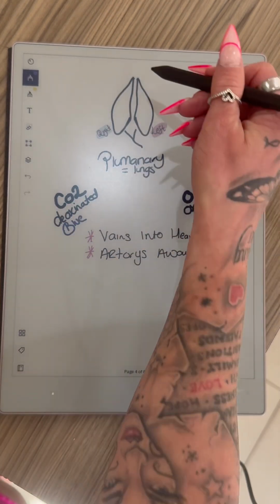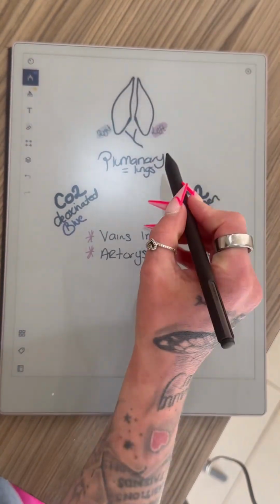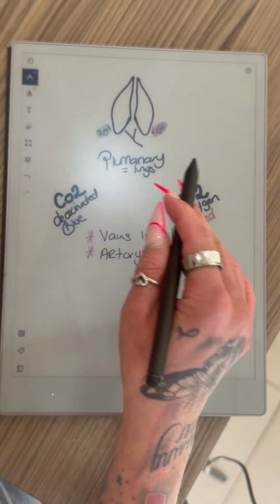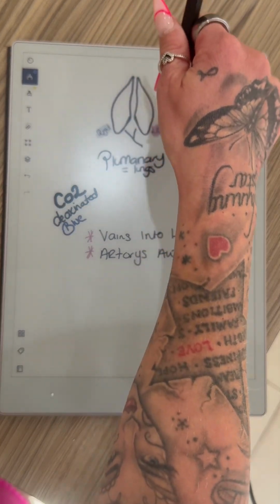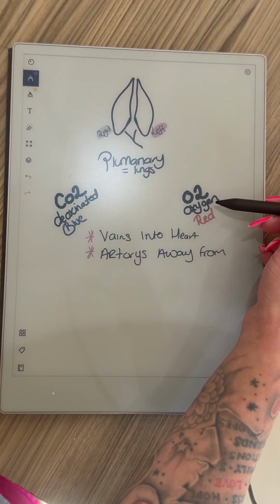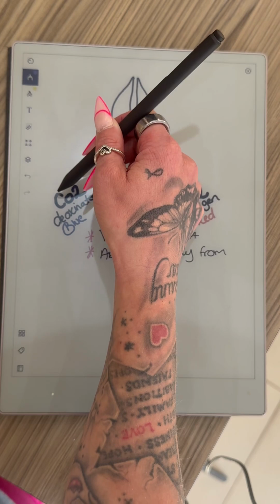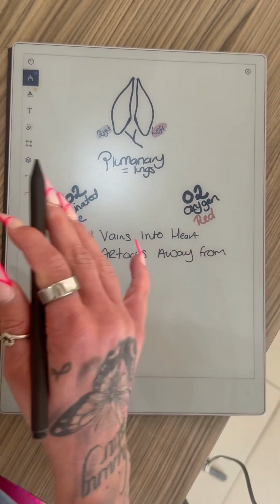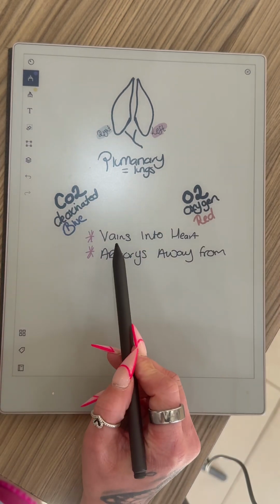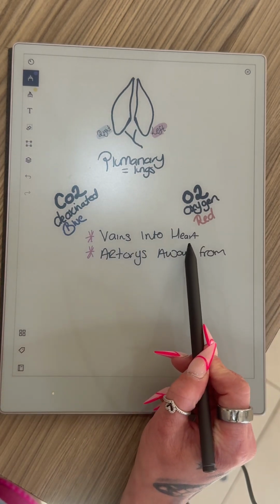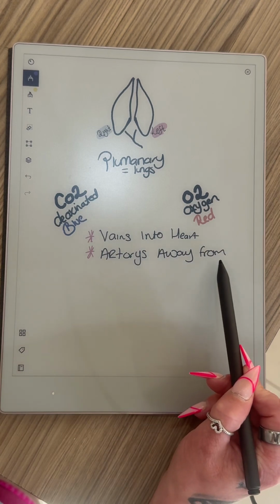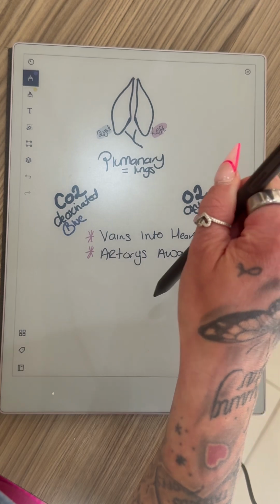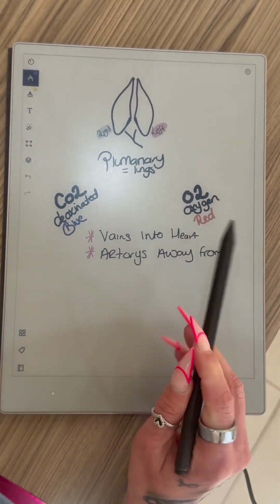Over. Okay, so here are the lungs, okay? So pulmonary basically means lungs. This will make much more sense to you on the next one, okay? So coming down, O2 is oxygen, and then we've got CO2, which is deoxygenated, which is blue, okay? Again, that will make much more sense as we move over. What I do need you to remember is veins go into the heart and arteries go away from the heart, okay? So veins into and arteries away, okay?